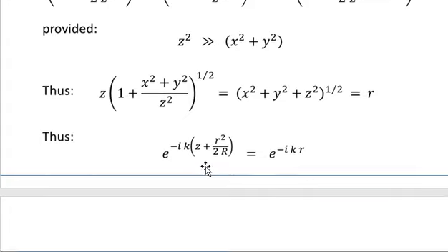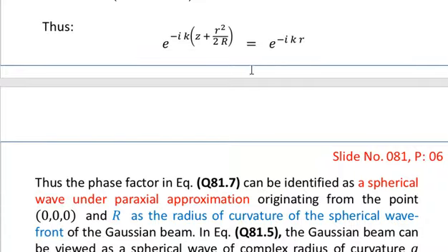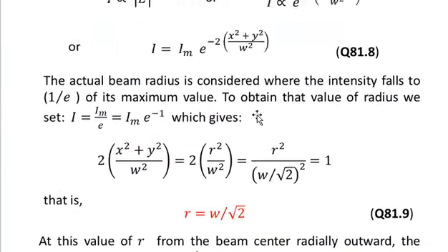So you see that this term, e to the power minus iota k, and within parentheses z plus r square over 2r, can actually be written as e to the power minus iota k into r. And from this the shape of the figure is clear. The shape of this factor is clear. Thus the phase factor in equation number 7. So let me show you again.